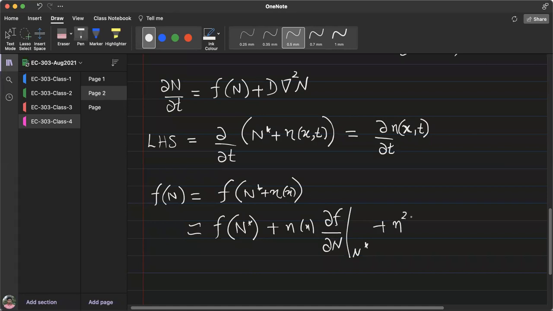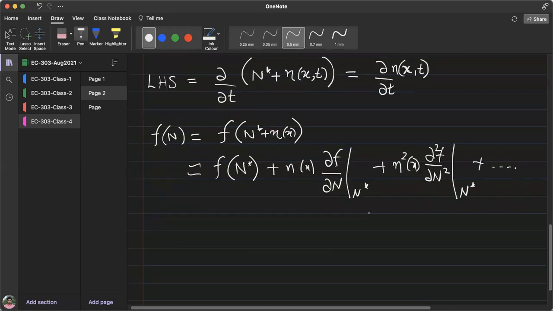Then n square of x, dou of f by dou of n, now it's also n square, again computed at the equilibrium and then so on. Let us keep only the first two terms. What is f of n star? That is 0 because n star is in equilibrium. The higher order terms we will ignore. Let's keep only the highest order term, and therefore we get n of x, the perturbation itself, times whatever the slope of the f at n.